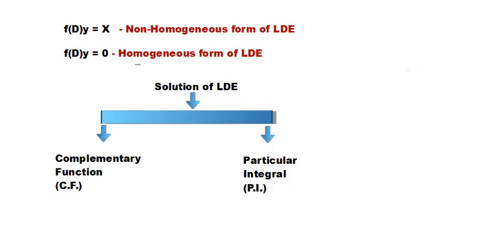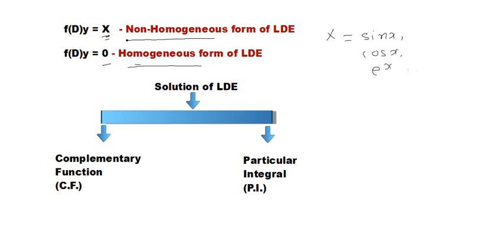Now, there are two forms of linear differential equation. One is the non-homogeneous form, another is the homogeneous form. Here capital X is any function, meaning sin x or cos x or e raised to power x. So we call it the non-homogeneous form of linear differential equation. If this function is 0, we call it the homogeneous form of linear differential equation.